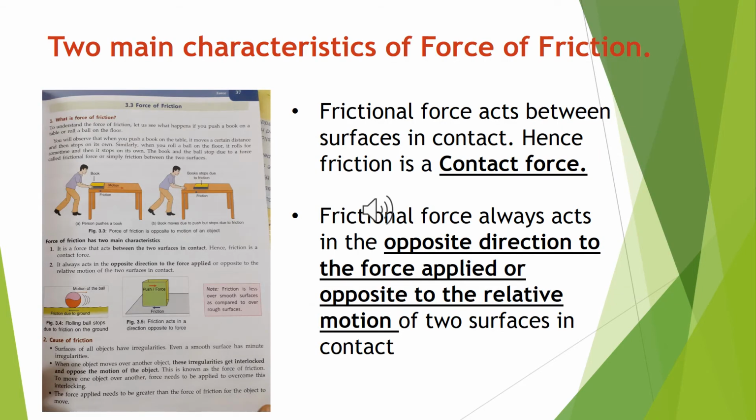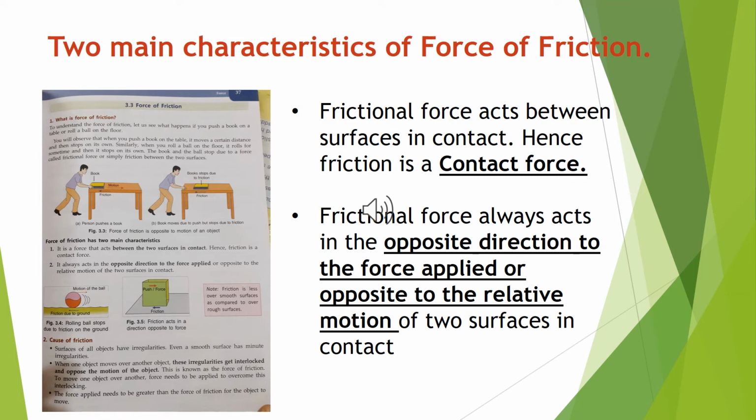We have defined the force of friction. Now we will see its two main characteristics. Firstly, the frictional force comes into play when the two surfaces are in contact. That means they should be in touch with each other, and hence we can also say that friction is a contact force. Secondly, frictional force always acts in the opposite direction to the force applied, or opposite to the relative motion of two surfaces in contact.